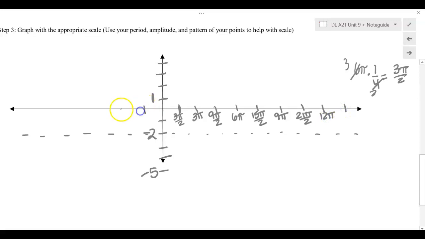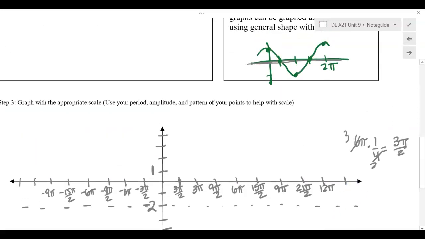And then those same values would exist going out in the negative direction. So I'm just going to set up at least a few of those here. Okay.